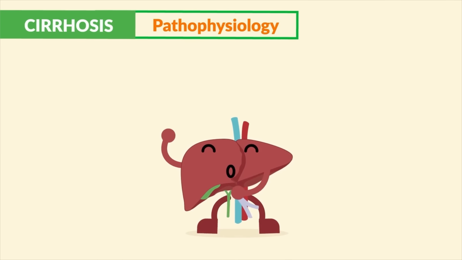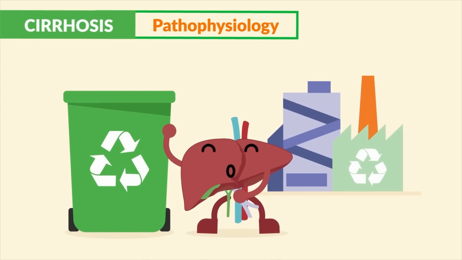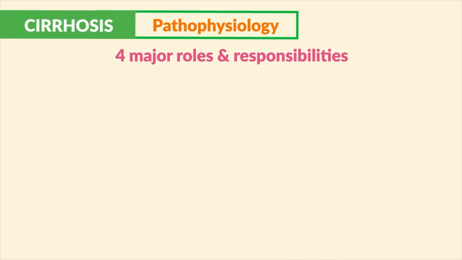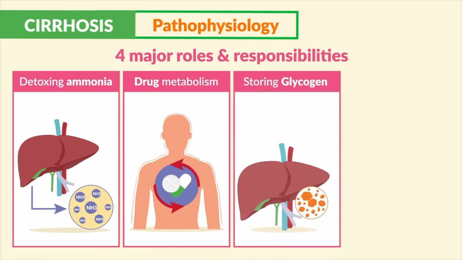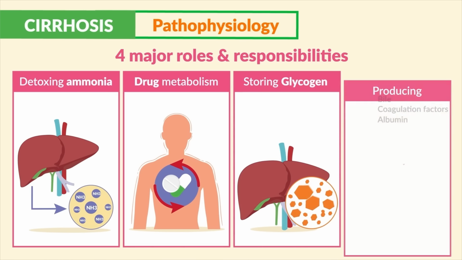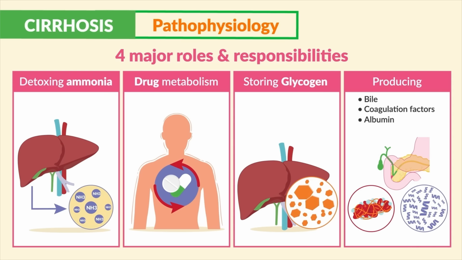Now, what does the liver do? As you know from our liver song, the liver acts like a recycling company with 4 major roles and responsibilities: detoxing ammonia, a waste product of protein, drug metabolism, storing glycogen, producing bile, coag factors, and albumin. So coag factors are our clotting factors to prevent bleeding. And albumin is used for drug transportation as well as to attract water into the vascular spaces.